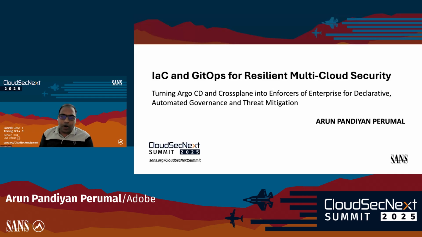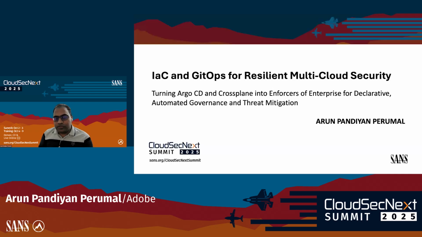So I'm going to talk about how infrastructure as code and GitOps can go beyond infrastructure automation and enhance the security in multi-cloud environments. By just codifying the infrastructure and applying GitOps principles, we can enforce declarative governance, maintain consistent security policies across cloud providers, and also automatically detect and remediate any misconfigurations or configuration drift.